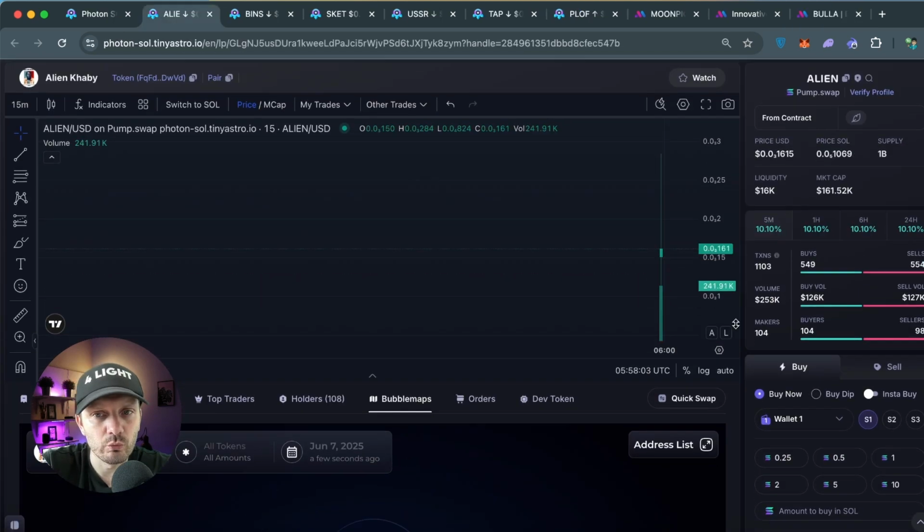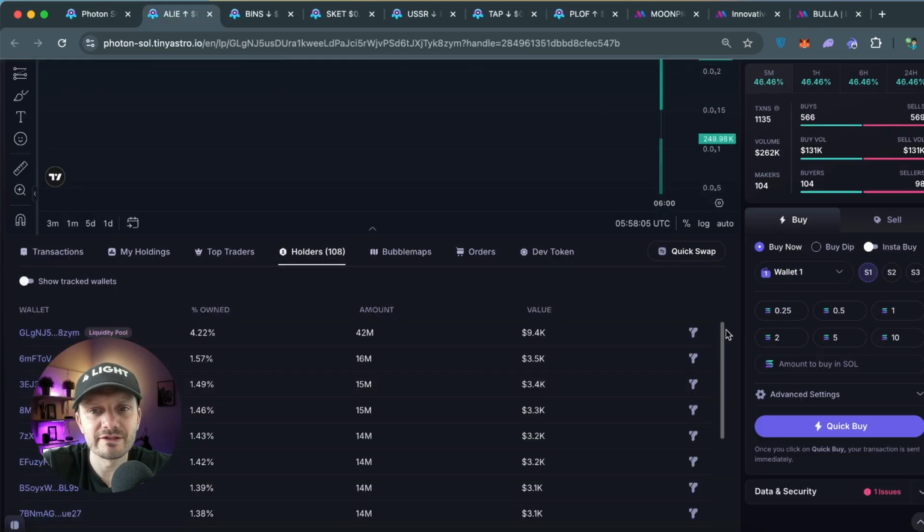On Photon, we can check the holders, but the main problem with holders is we see just the percentage, just random wallets. For example, we can think this is one person, this is another person, this is another person. But in general, it can be the same guy with different wallets. And Bubblemaps, when we click it here, shows us the connections between the wallets.